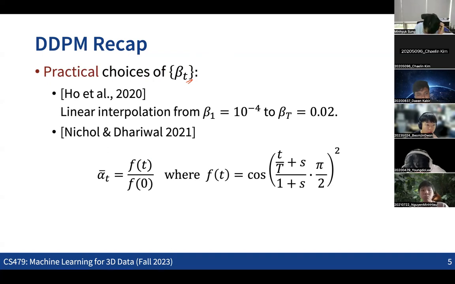In one paper, people linearly interpolated the beta from 10 to the minus 4 to 0.02. There are also cases where the parameterization of the beta is made slightly more complicated with the cosine function and some parameters here.